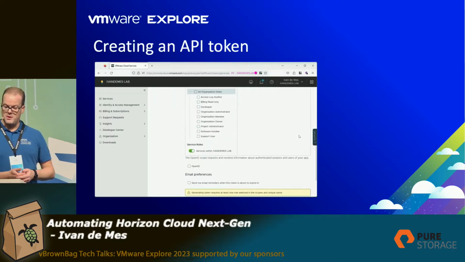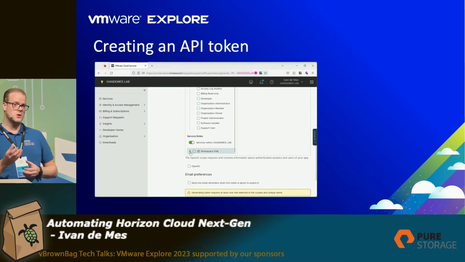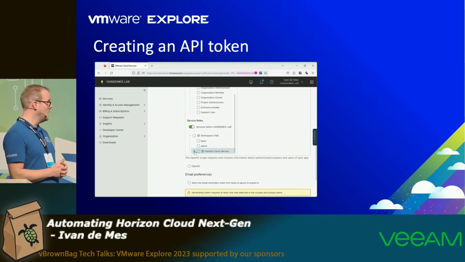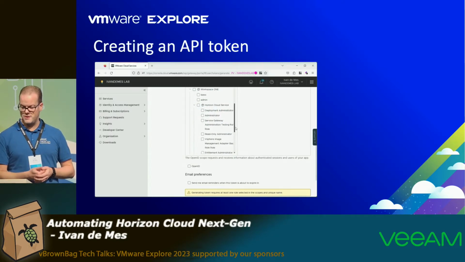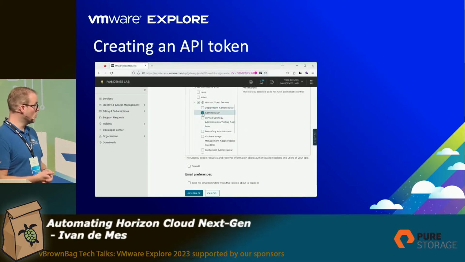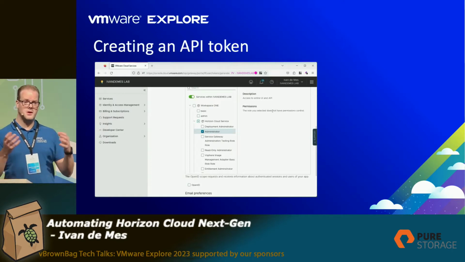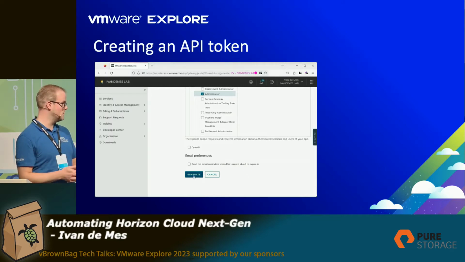After that, what you have to do is also specify the permissions. So you can specify what kind of permissions you want for that API token. And in this case, we select our Horizon Cloud service. And there are different roles or permissions. And we choose the administrator. And that gives us full permissions for the API within Horizon Cloud Services.